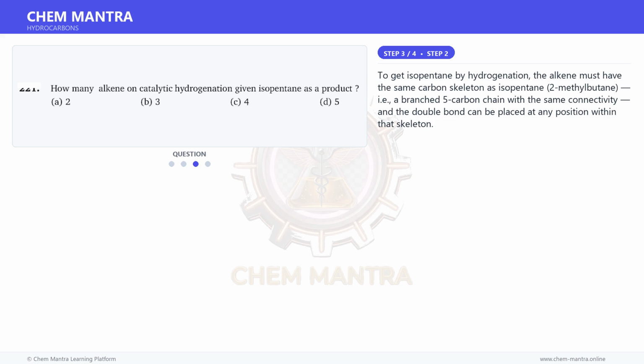Moving on to the next step. To get isopentane by hydrogenation, the alkene must have the same carbon skeleton as isopentane, 2-methylbutane, i.e., a branched 5-carbon chain with the same connectivity, and the double bond can be placed at any position within that skeleton.